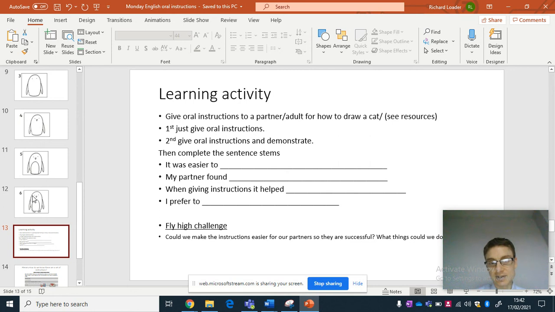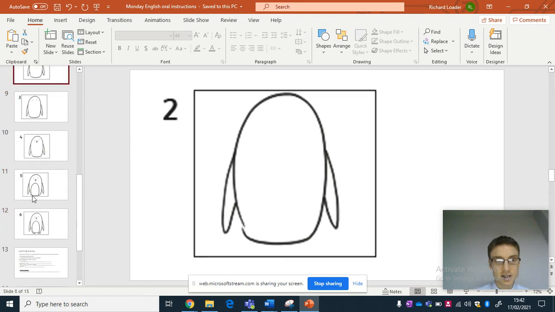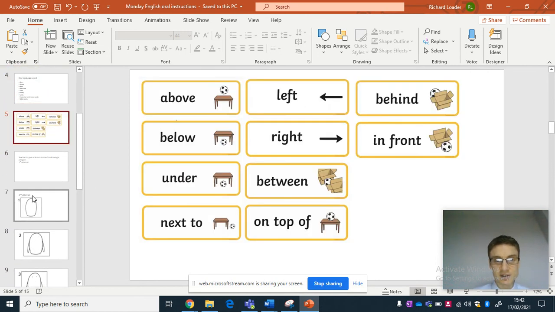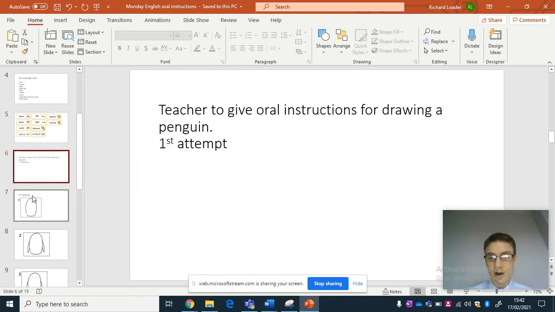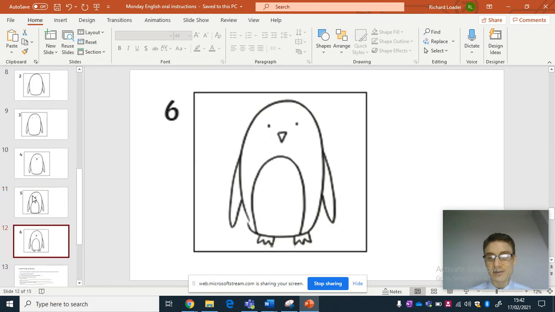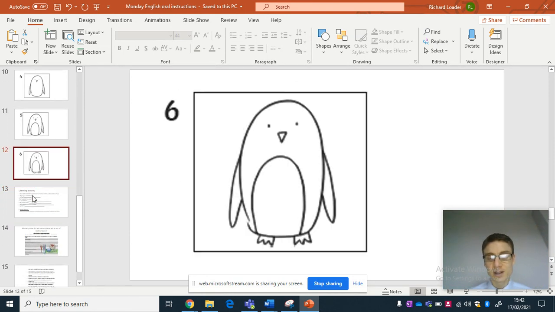Okay, and then the next part is to complete the sentence stems. It was easier to, my partner found, when given instructions it helped, I prefer to. And just as a reminder, you might find using the positional language helpful to use when you're describing how to draw the cat. I found that given the oral instructions, I had to give loads and loads of instructions within it, loads and loads of detail.